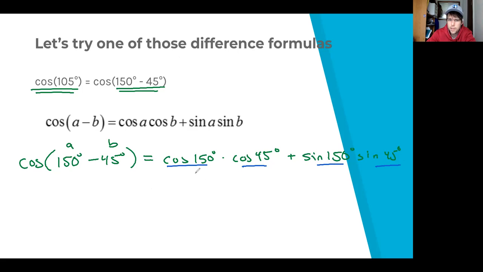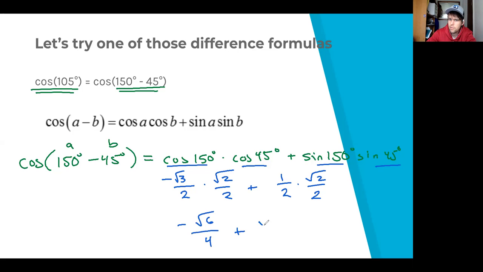I'm going to write them out here. So cosine of 150 is negative square root 3 over 2. Cosine of 45 is the square root of 2 over 2. Sine of 150 is a positive 1/2, and sine of 45 is square root of 2 over 2. Again, you'll notice the same values are showing up as we just had in the previous problem. Multiply these out here, we get negative square root 6 over 4. And then over here, we end up getting square root of 2 over 4. Almost identical to what we had before. We have a negative involved, so that's a little different.